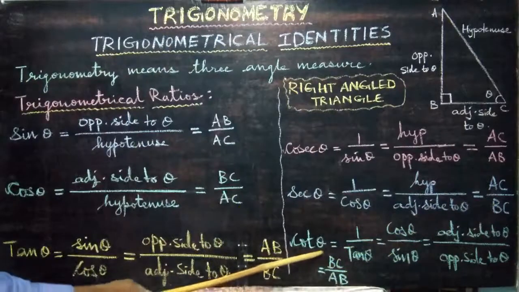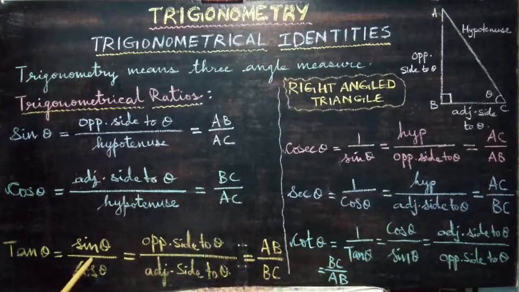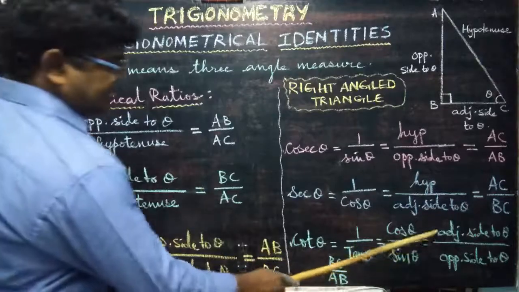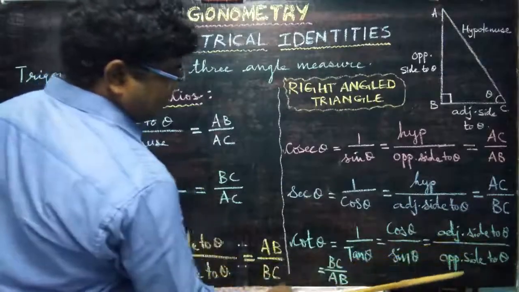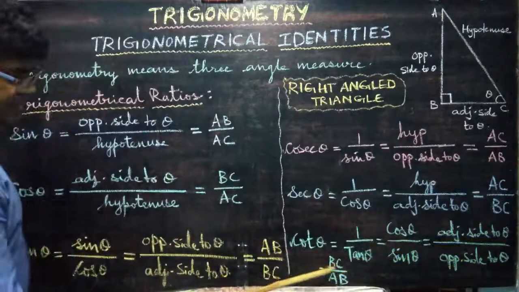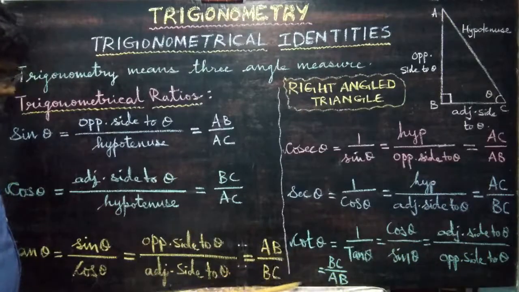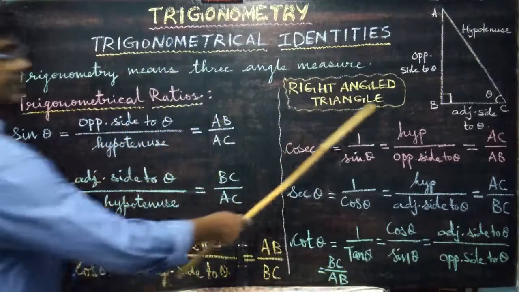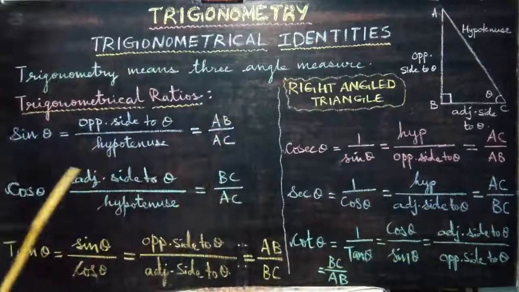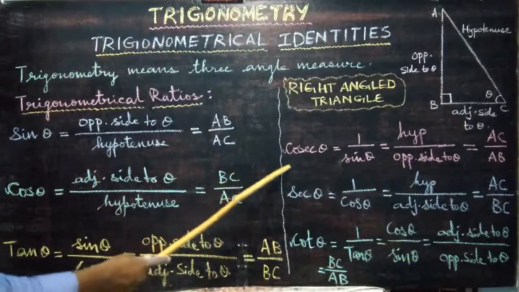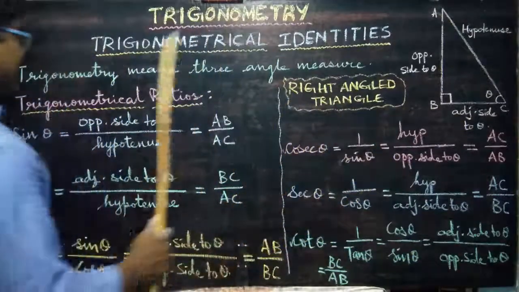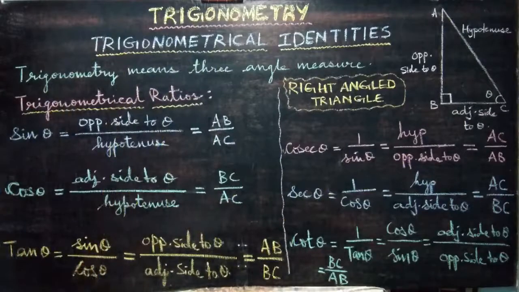Coming to cot theta. Cot theta we can write as 1 by tan theta, the reciprocal of tan. The reciprocal of sin by cos is cos by sin. All are reciprocals only. Opposite by adjacent becomes adjacent by opposite. So the adjacent side to theta by the opposite side to theta is equal to BC by AB. Here it is AB by BC, the reciprocal is BC by AB. So first learn these three, and automatically the other three will be reciprocals, in the sequence sine, cos, tan, cosecant, secant, cot. So this is the introduction of trigonometry and trigonometrical ratios.